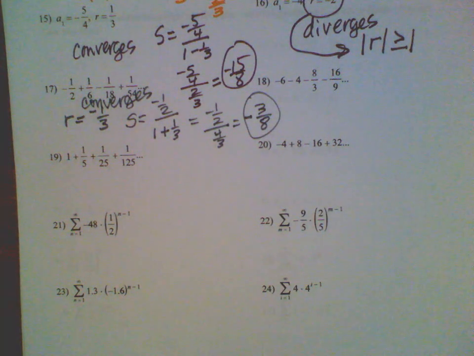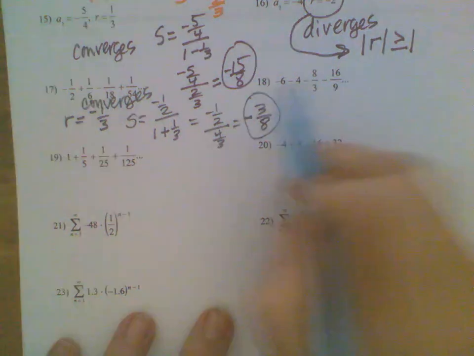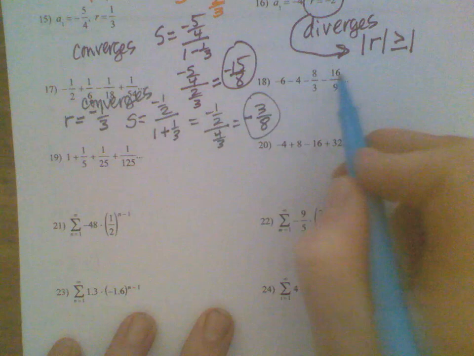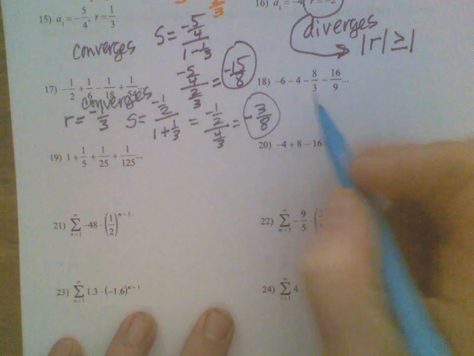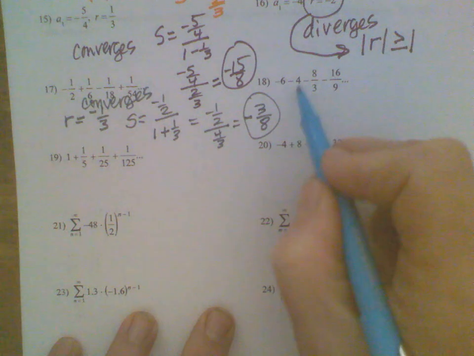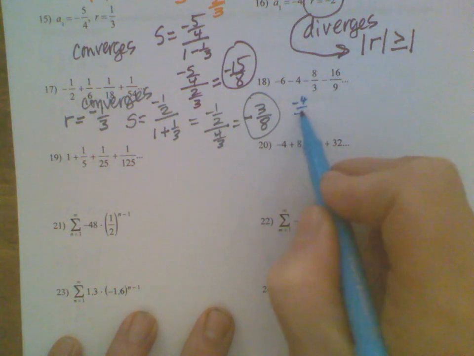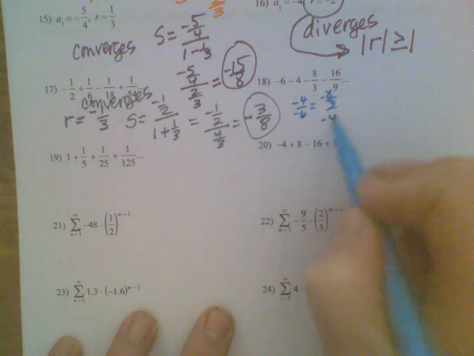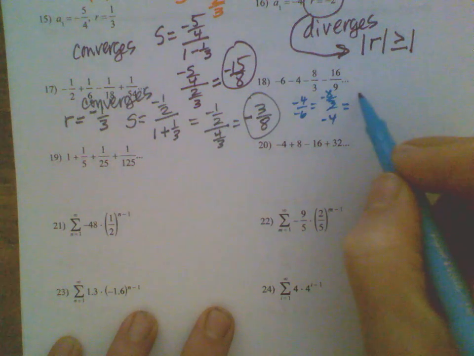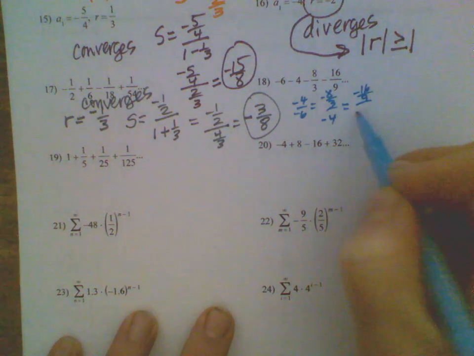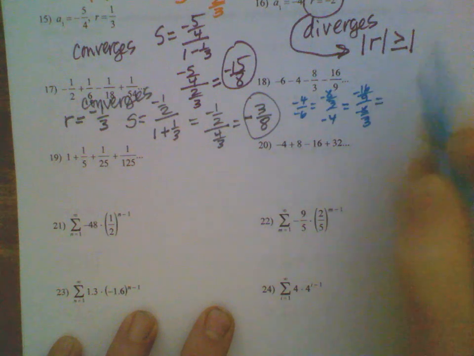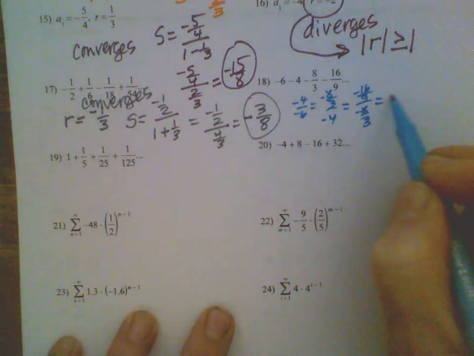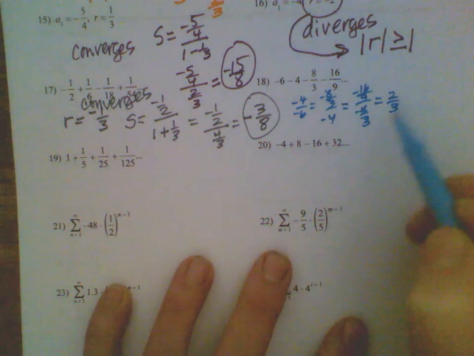When I look at problem number 18, I'm going to go through that same sort of process. I need to find what my r is. I notice that this is definitely shrinking. And if I can't tell what the r is right away, I can just put the consecutive terms, the second over the first. That's negative 4 over negative 6. That should be the same as negative 8/3 over negative 4, which should be the same as negative 16/9 over negative 8/3. And if you do the math on all those, I get 2/3 for my r. R is the right size, so good.